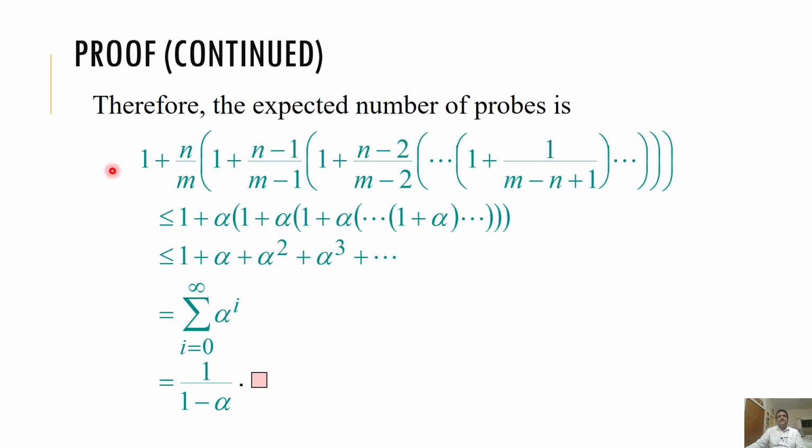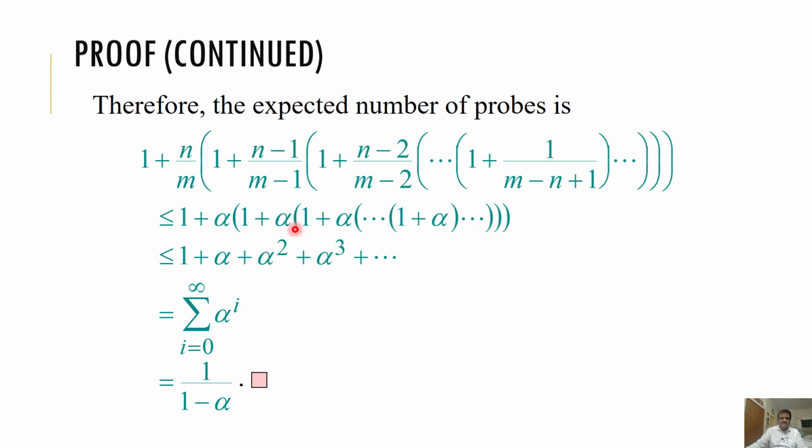So this is the thing. The first probe is mandatory, then we go for the next probe with this probability, and then the next to next probe with this probability. This is the probability of collision. So this way we go. Now these are all less than n by m, so these are all basically less than or equal to alpha.